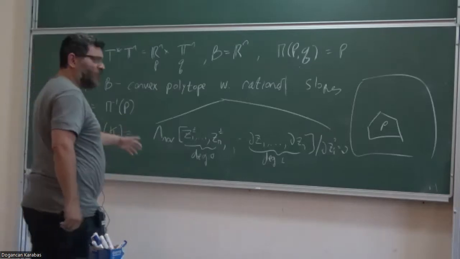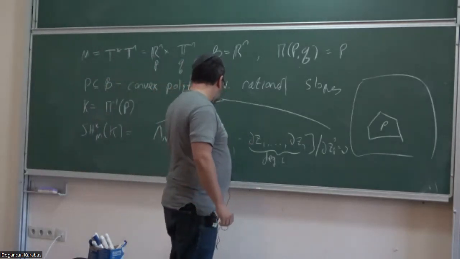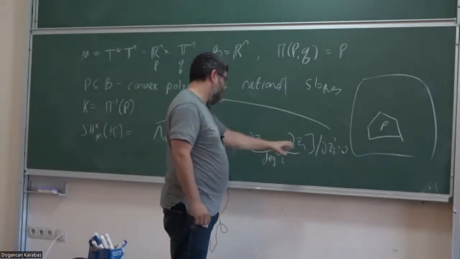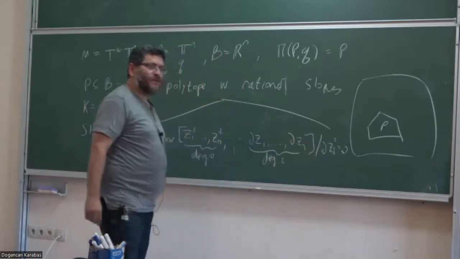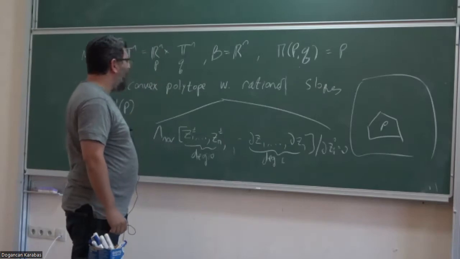Yes, these variables commute and these anti-commute. I mean, the multiplication of z_i and dz_i.